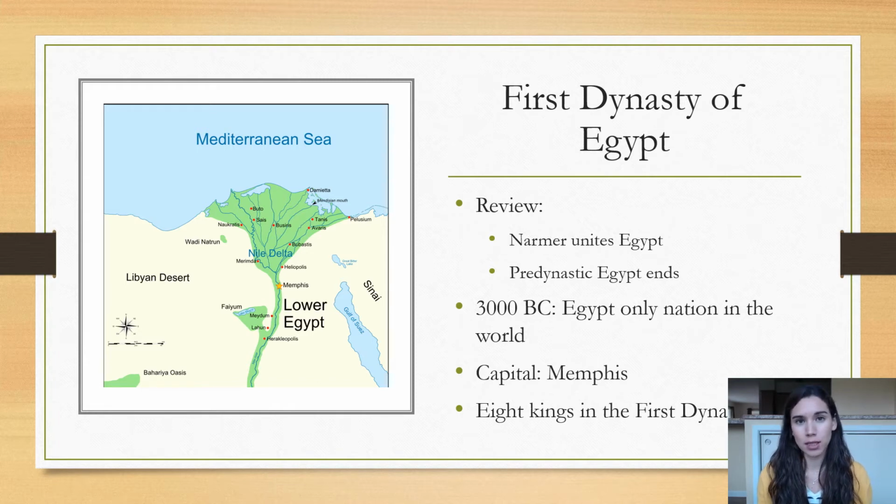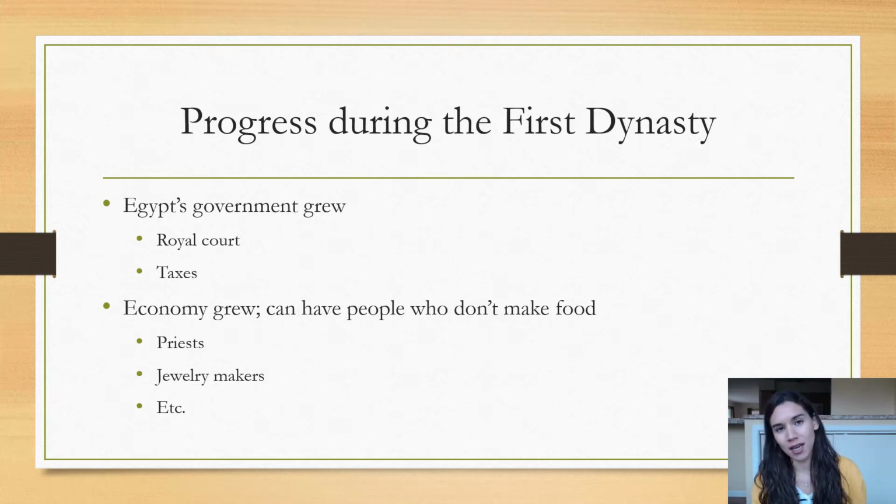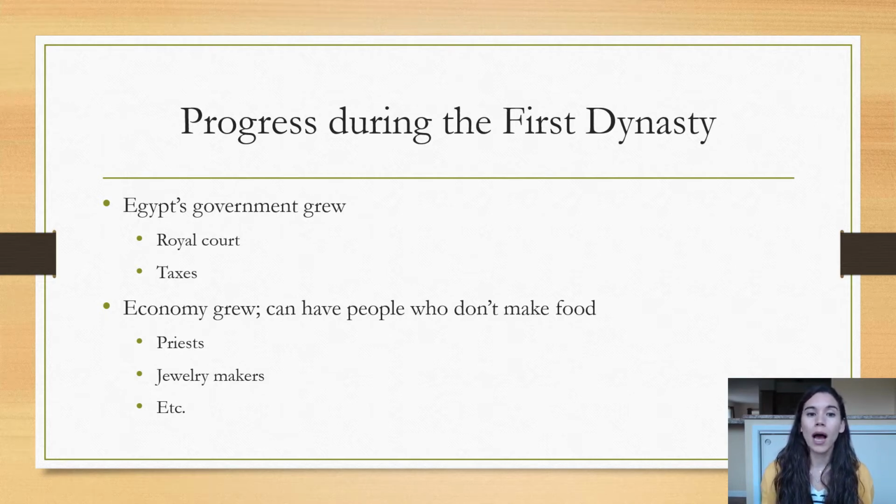The capital of Egypt during this time is Memphis, and there were 8 kings that ruled during the First Dynasty. So during the First Dynasty, we don't know a lot about this time period, but we do know that Egypt's government grew. We have a royal court, we have people paying taxes, and the economy is growing because people can do things other than make food, because again, we talked about the agricultural revolution and how that created a surplus. So you can have priests, you can have jewelry makers, etc.